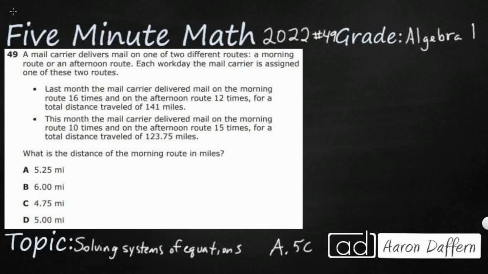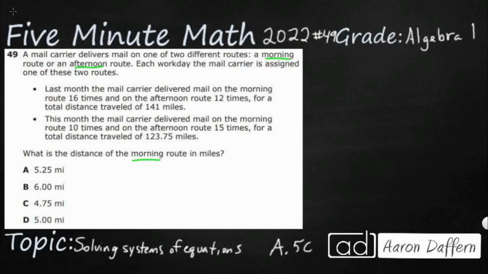So we have a mail carrier delivering mail on two different routes. We've got the morning route and we've got the afternoon route. And we're looking for the distance of the morning route in miles. Okay? So let's see what our two clues give us. Last month the mail carrier delivered mail on the morning route 16 times, afternoon route 12 times, total distance.